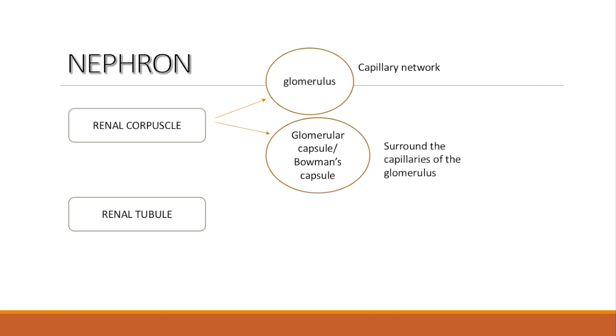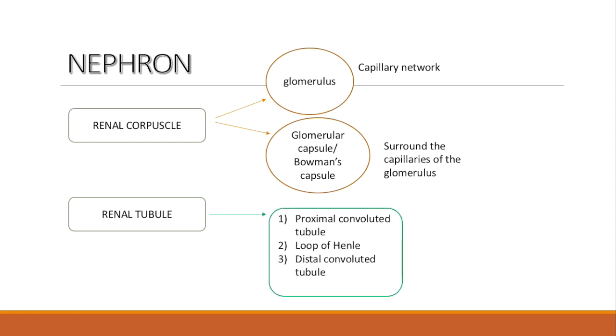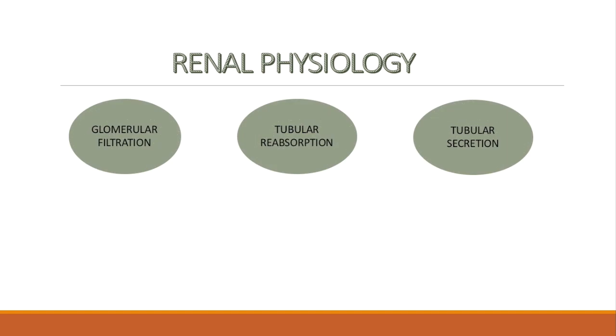three main sections. So we have the proximal convoluted tubule, the loop of Henle, and the distal convoluted tubule. In order to produce urine, nephrons and collecting ducts perform three basic processes. So we have the glomerular filtration, the tubular reabsorption, and the tubular secretion.